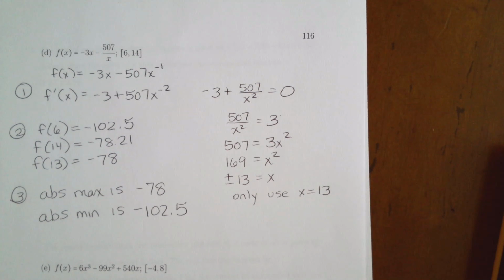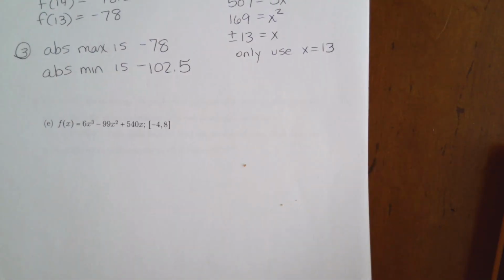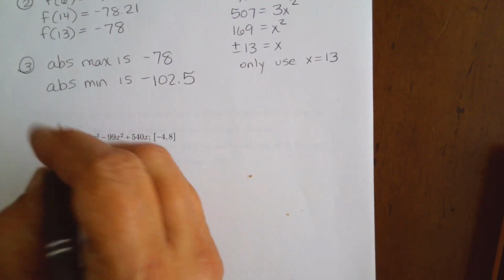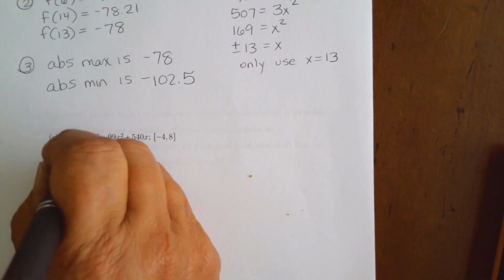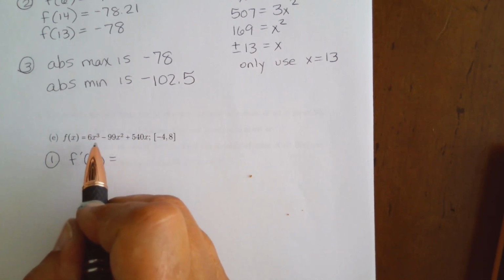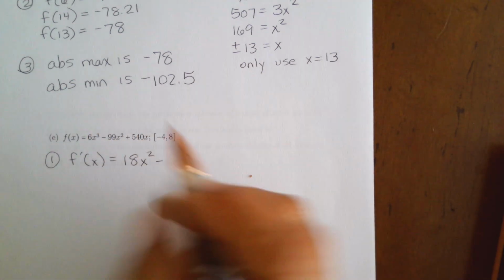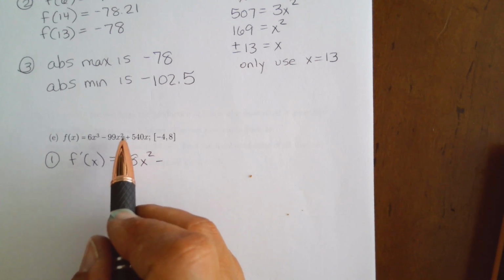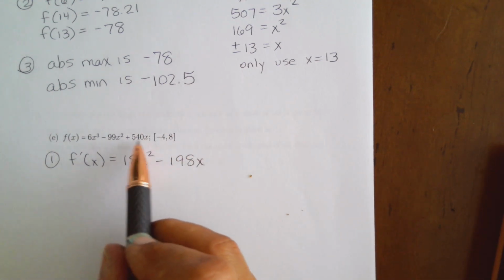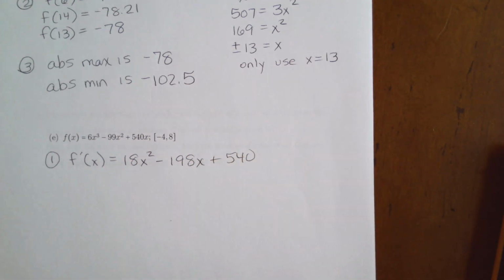All right, getting the hang of it? All right, so let's try part E. Okay, these are some big numbers, so just take your time when you're working it out. All right, so we need the derivative. So f prime. So we've got 6x cubed. The derivative of that is 18x squared minus 99 times 2 is 198x. And then 540x, that derivative is 540.